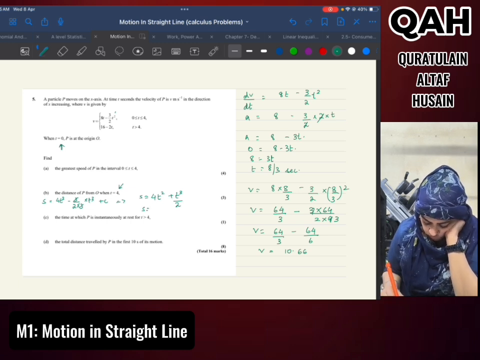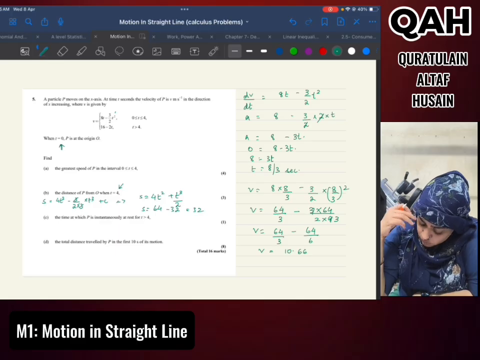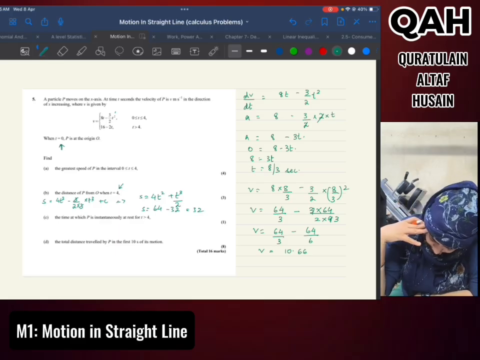Chalo. 4 into 16 is 64 and 64 upon 2 is 32. 64 minus 32 is 32. Right? So this is the answer.